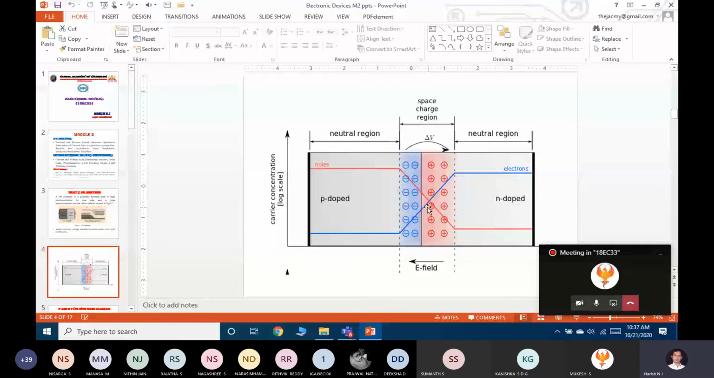Distance stands for the width of the depletion region. Distance into built-in electric field. With the help of these two parameters, I am going to calculate the potential drop across the depletion region.